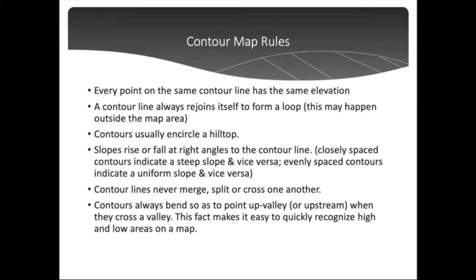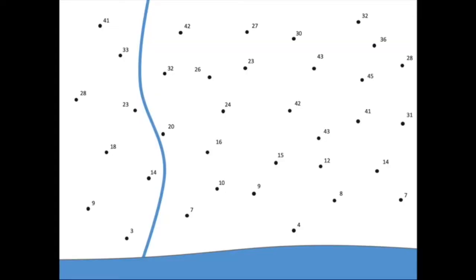Slopes rise or fall at right angles to the contour line, and closely spaced contours indicate a steep slope, whereas further apart contours might indicate a gentle slope. And evenly spaced contours might indicate a uniform slope. Contour lines never merge, split, or cross one another. And contour lines always bend upstream, forming a V when they cross a river. Okay, so with that information, let's draw our contour map.